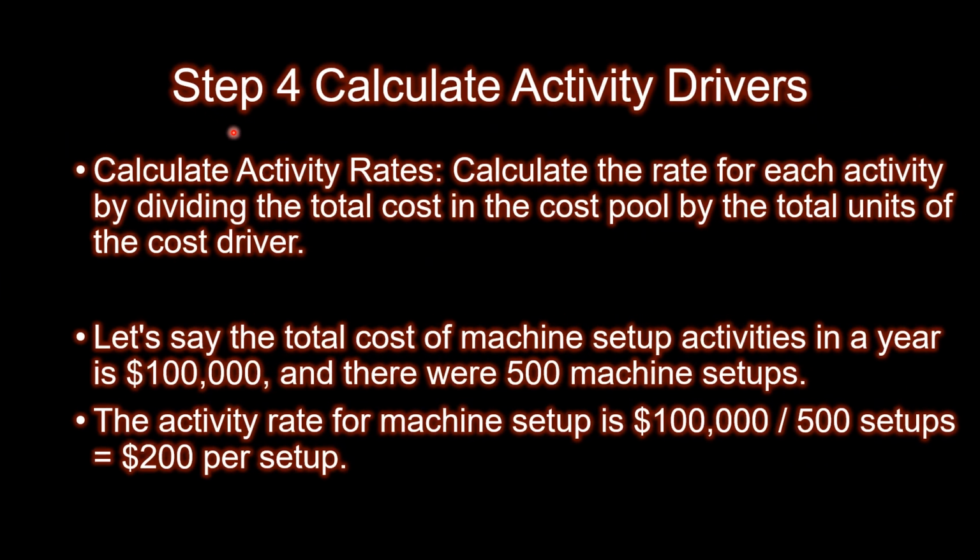The fourth step in calculating ABC is calculation of activity rates. Calculate the rate for each activity by dividing the total cost in the cost pool by the total units of the cost driver. Let us say the total cost of machine setup activities in a year is $100,000 and there were 500 machine setups. The activity rate for machine setup is the total cost of 100,000 divided by 500 setups, that is equal to $200 per setup.